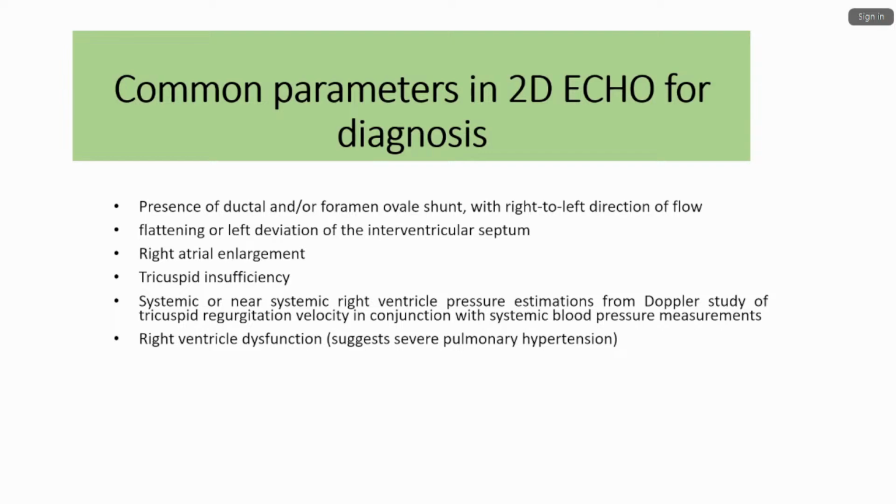The second is flattening or deviation of the interventricular septum. Third is right atrial enlargement. Fourth is tricuspid insufficiency and systemic or near systemic right ventricle pressure estimation from Doppler study, that is suggestive of TR in conjunction with systemic blood pressure measurement. And the fifth and last one is right ventricular dysfunction. That also suggests severe pulmonary hypertension.